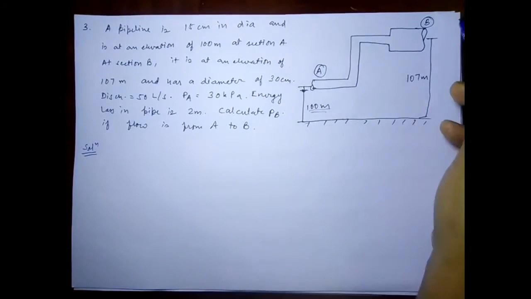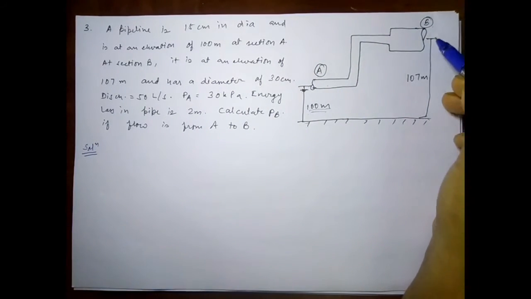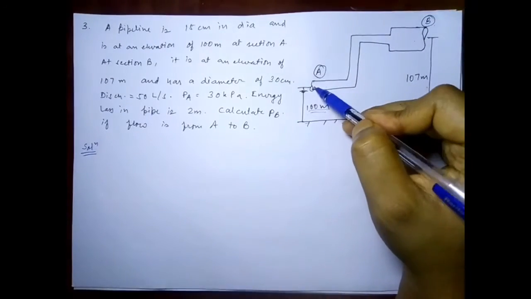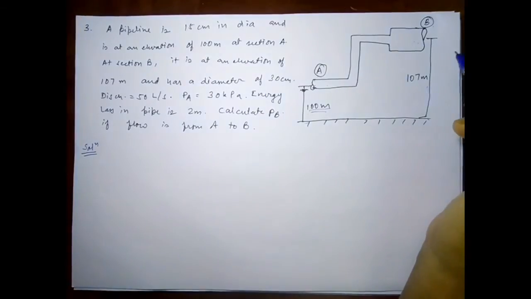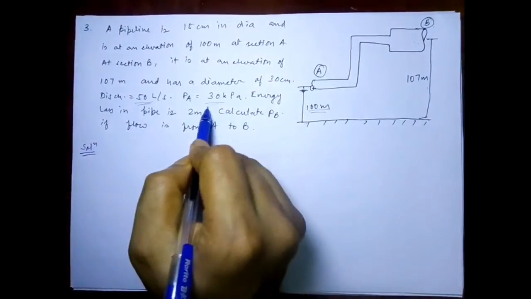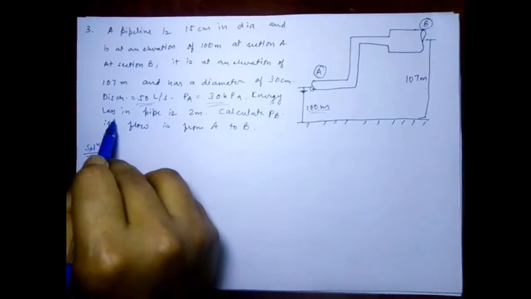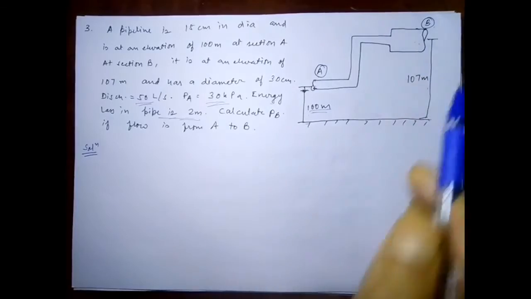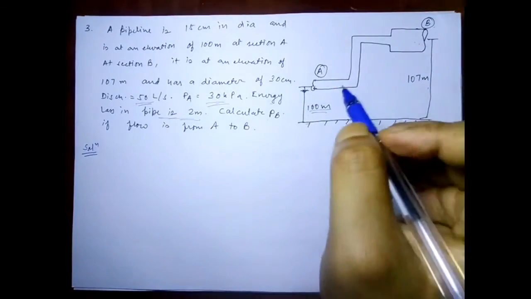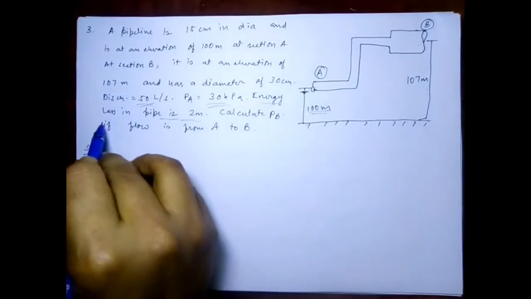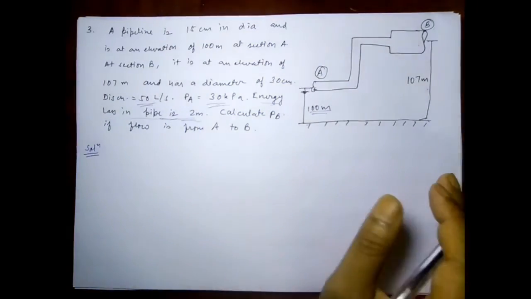In this question, a pipeline is 15 centimeter in diameter and is at an elevation of 100 meter at section A. At section B, it is at an elevation of 107 meter and has a diameter of 30 centimeter. So the diameter here is 15 and here is 30 centimeter. Discharge is given 50 liters per second and pressure at A is 30 kilopascal. Energy loss in pipe is 2 meter, and calculate therefore the pressure at B if flow is from A to B.